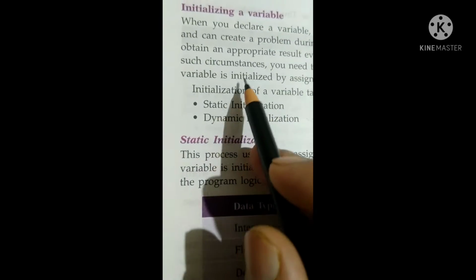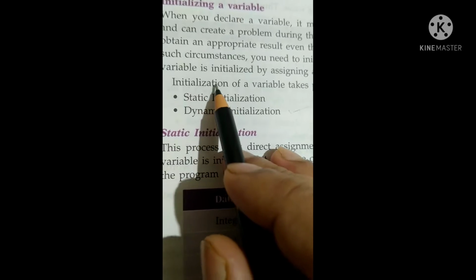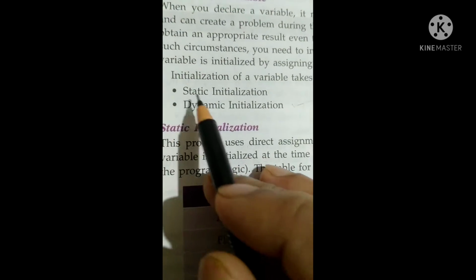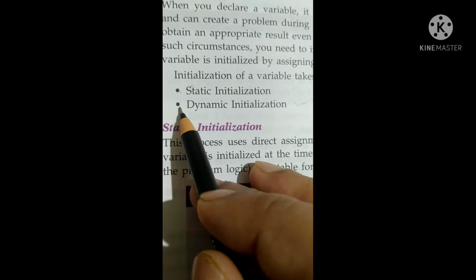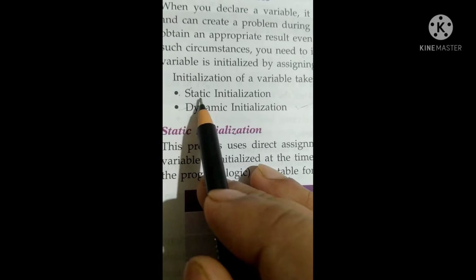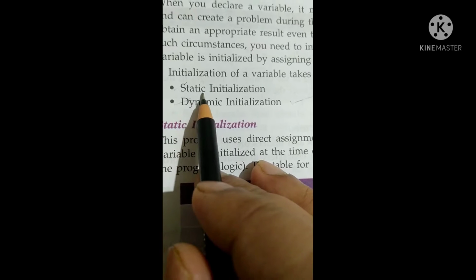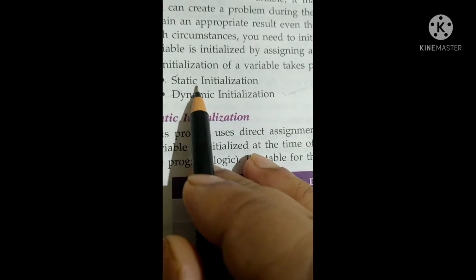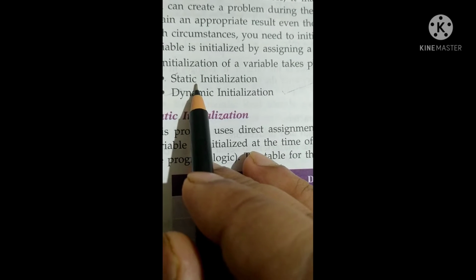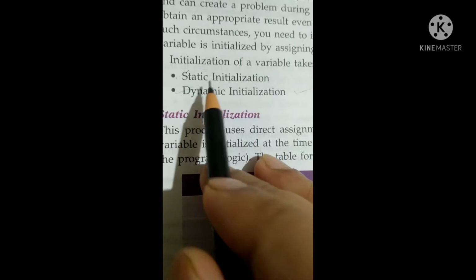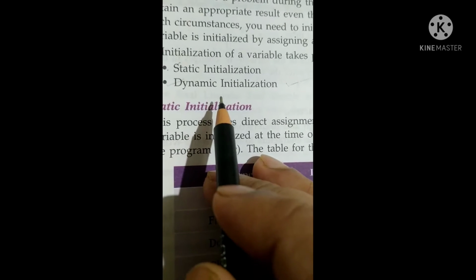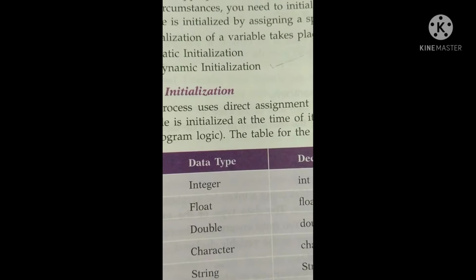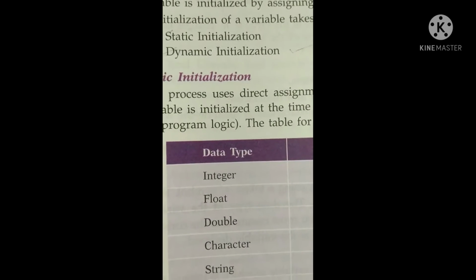So variable initialization is very important. There are two types of initialization: static initialization and dynamic initialization. Static is the permanent fix. If int a equal to 6, it means the value is static, fixed. And dynamic: if we write int a, then we will get the value of a at the time of displaying the result.